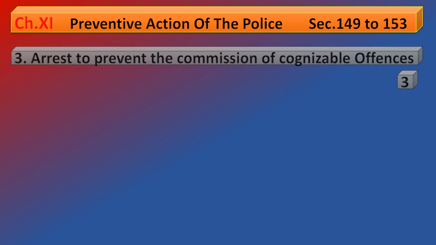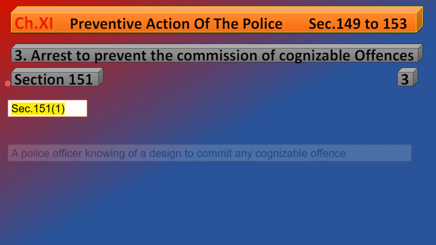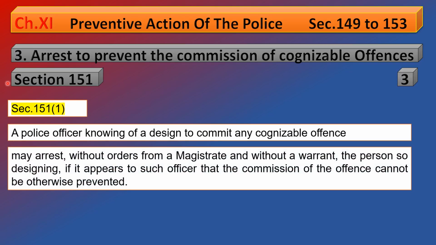Third point of preventive action of the police is arrest to prevent the commission of cognizable offences as per the provision of section 151. Subsection 1 of section 151 says a police officer knowing of a design to commit any cognizable offence. In section 150, we have read that a police officer will be informing his senior, will be informing the officer who is in charge of taking such offences. Over here in section 151, subsection 1, we are covering that he may arrest without orders from the magistrate and without a warrant the person so designing, if it appears to such officer that the commission of the offence cannot be otherwise prevented.